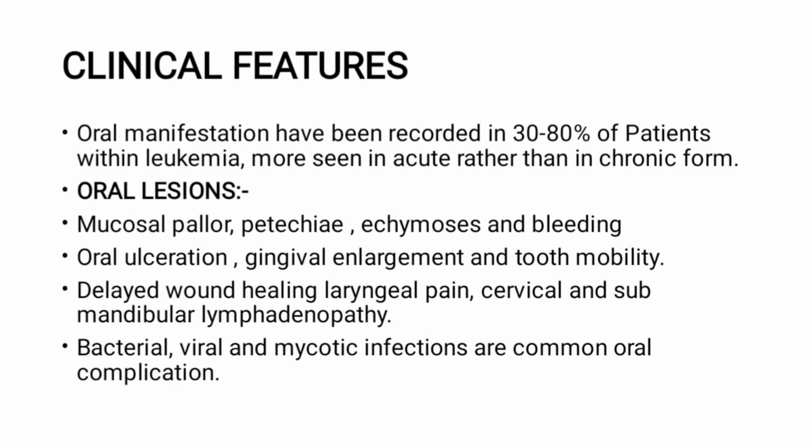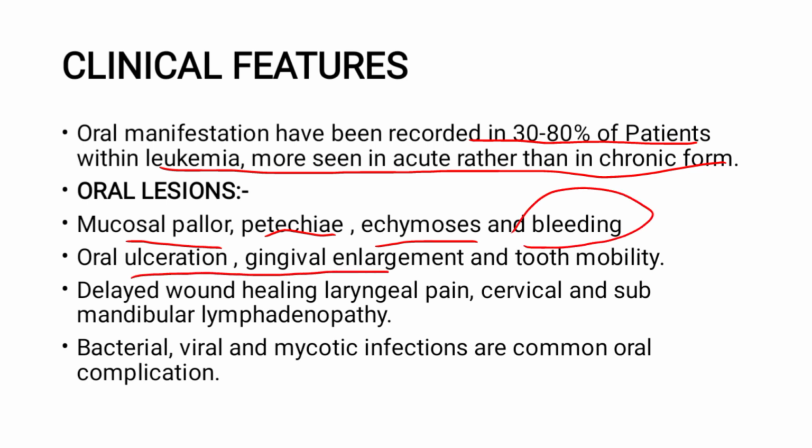Okay. Now, clinical features or oral manifestations are recorded in 30 to 80% of patients with leukemia, more seen in acute than in the chronic form. Mucosa is paler because it is a blood disorder, with decreased blood flow, petechiae, which is pinpoint, and ecchymosis and bleeding actually. Oral ulceration, gingival enlargement, and tooth mobility can be seen in this. Delayed wound healing and laryngeal pain, cervical and submandibular lymphadenopathy.